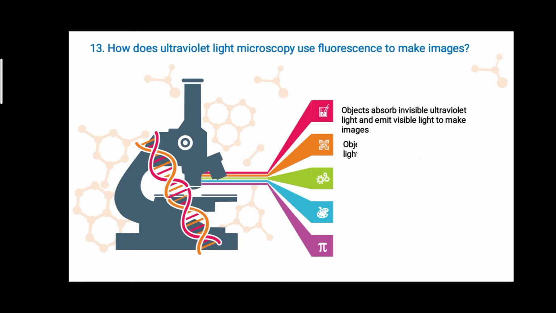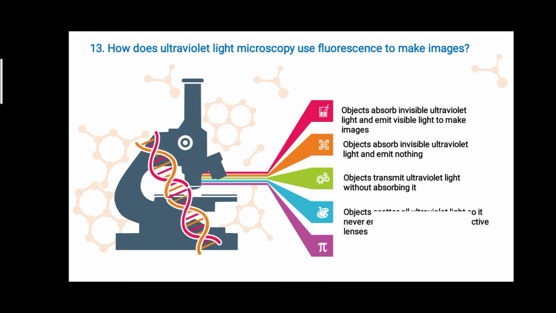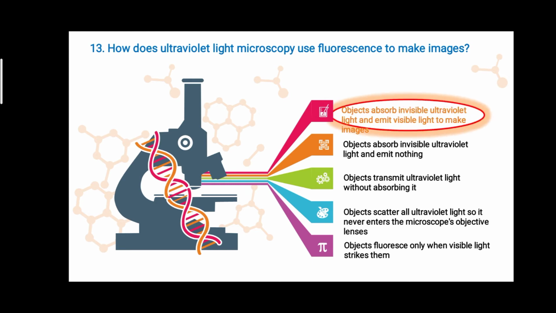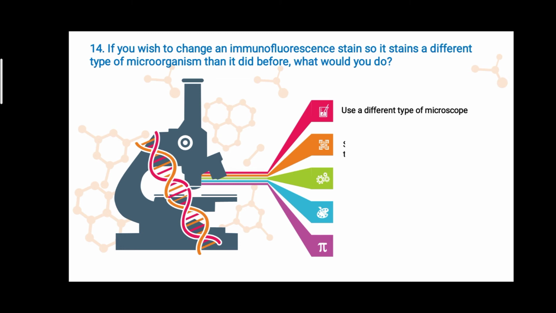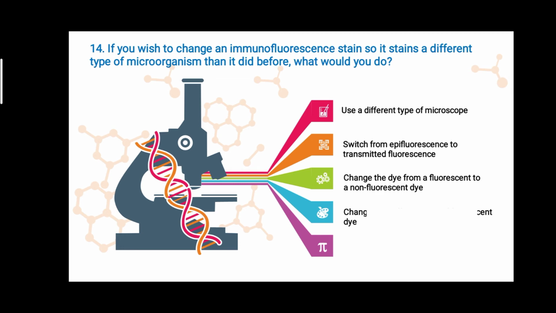How does ultraviolet light microscopy use fluorescence to make images? Objects absorb invisible ultraviolet light and emit visible light to make images. If you wish to change an immunofluorescence stain so it stains a different type of microorganism than it did before, what would you do? Use a different type of antibody.